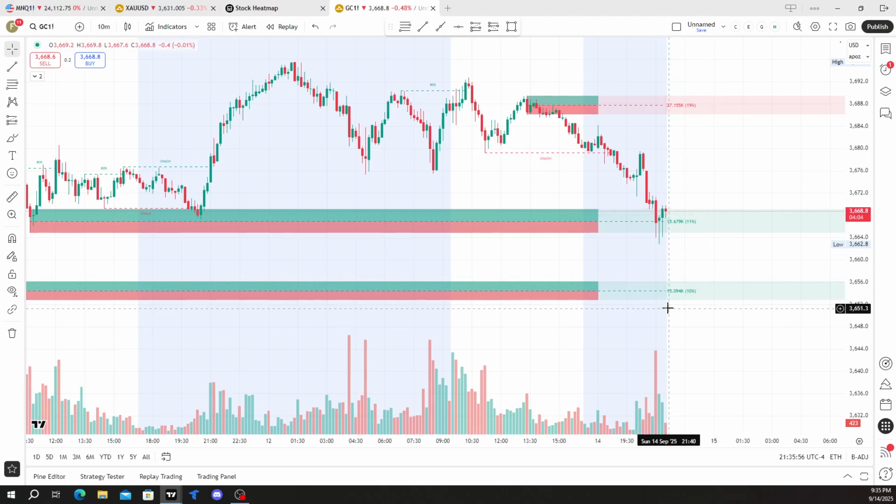If we see the candle closing below the order block, that means this order block is not valid anymore, so we can open a sell position from here.